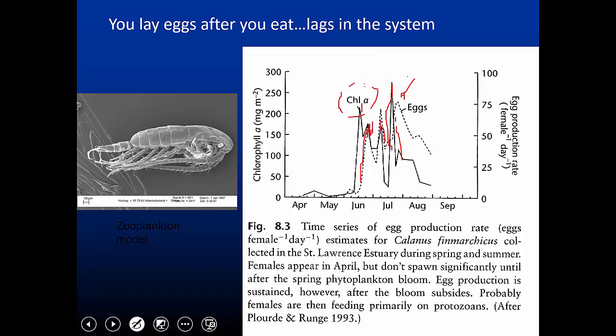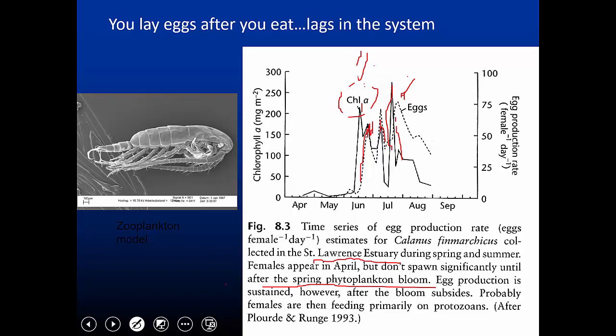So the point here is that although there's certainly a response of the animal to chlorophyll A, that is phytoplankton biomass, it's delayed. And one other thing I'd like to mention is that this is all connected to the spring bloom. Here, the St. Lawrence Estuary is up north in Canada, so spring comes late there. Their spring is in June, and we see the spring bloom there in this peak of chlorophyll.